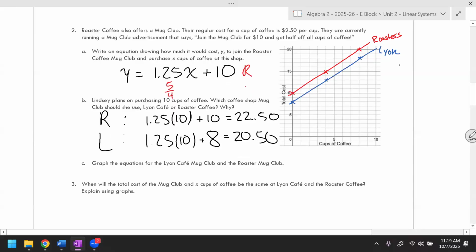Bodhi, looking at those two graphs, where are they going to be equal? Never. Bodhi says never, and why not?